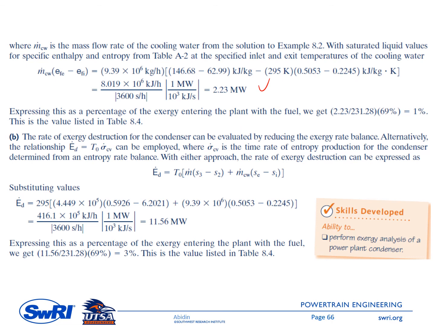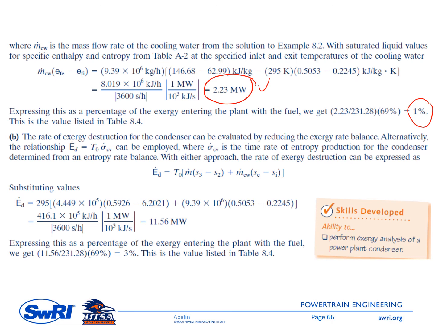Okay, and then if you take the ratio between this one and the exergy entering the system by the hot combustion gas, and then multiply by 69%, you will get 1%. So this is the exergy carried out of the condenser by the cooling water.